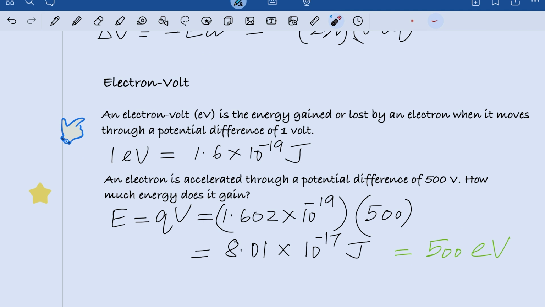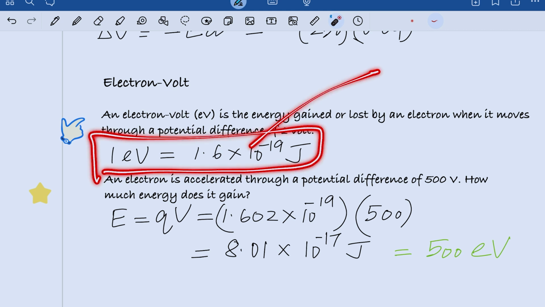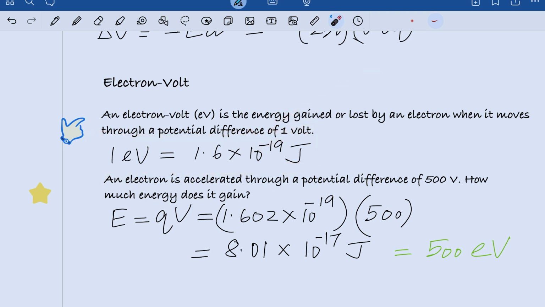You could straight away do that. Whatever is the voltage through which an electron is accelerated, that is how much energy it will gain in electron volts. See, that even makes it simpler. But if you want to change electron volt to joules, then you have to use this. And this is the charge of the electron. So 1.6 times 10 to the negative 19 joules is 1 electron volt.